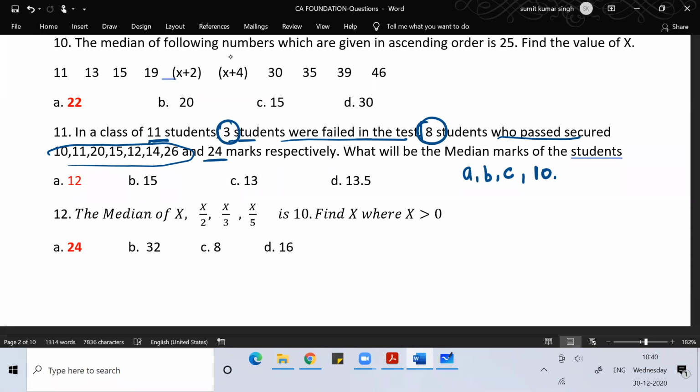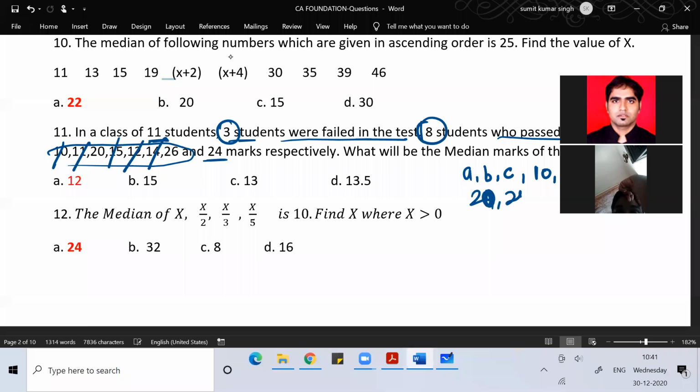This would be 10, 11, 12, then 14, 15, then 20, 24, 26.